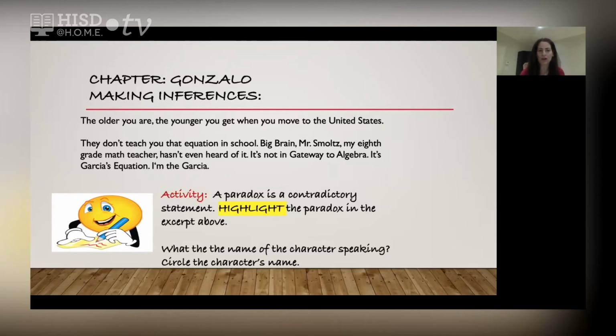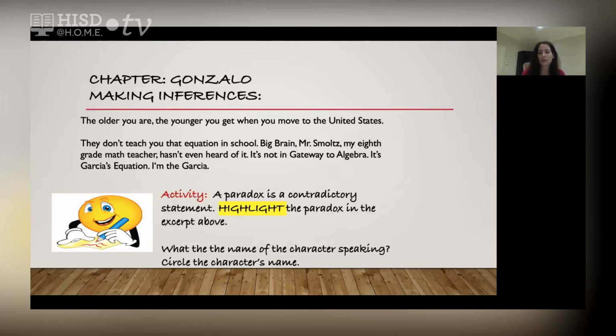The older you are, the younger you get when you move to the United States. They don't teach you that equation in school. Big brain Mr. Smoltz, my 8th grade math teacher, hasn't even heard of it. It's not in Gateway to Algebra. It's Garcia's equation. I'm the Garcia.